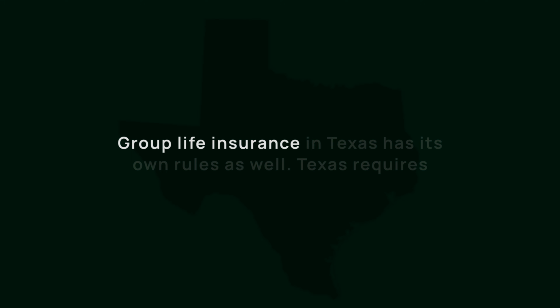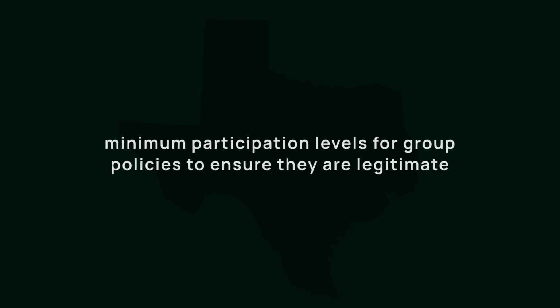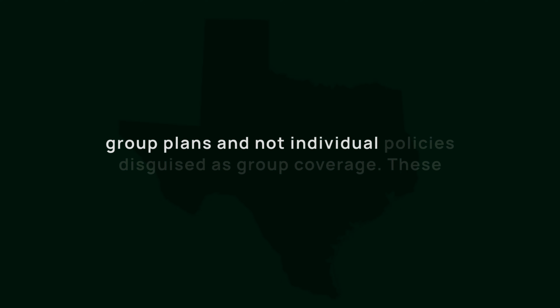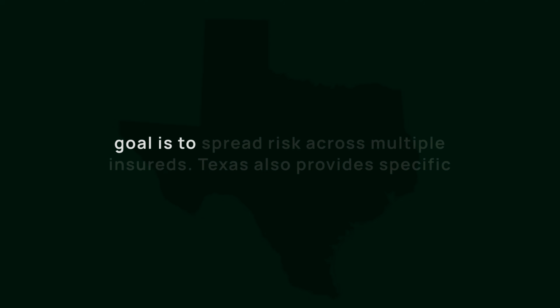Group life insurance in Texas has its own rules as well. Texas requires minimum participation levels for group policies to ensure they are legitimate group plans and not individual policies disguised as group coverage. These participation requirements vary depending on the type of group, but the goal is to spread risk across multiple insureds.